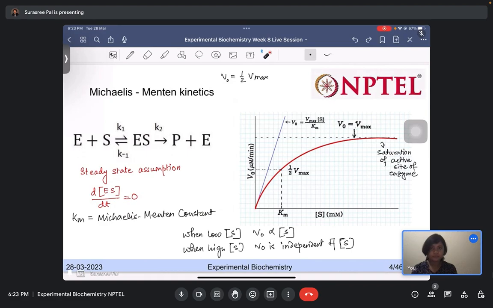Now in any reaction, the slowest step of the reaction is known as the rate determining step, because the rate of the enzyme reaction depends on this step. So that is why here k2 is the rate determining step, the formation of the product from the enzyme substrate complex. That is the slowest step, and that is why this is the rate determining step.